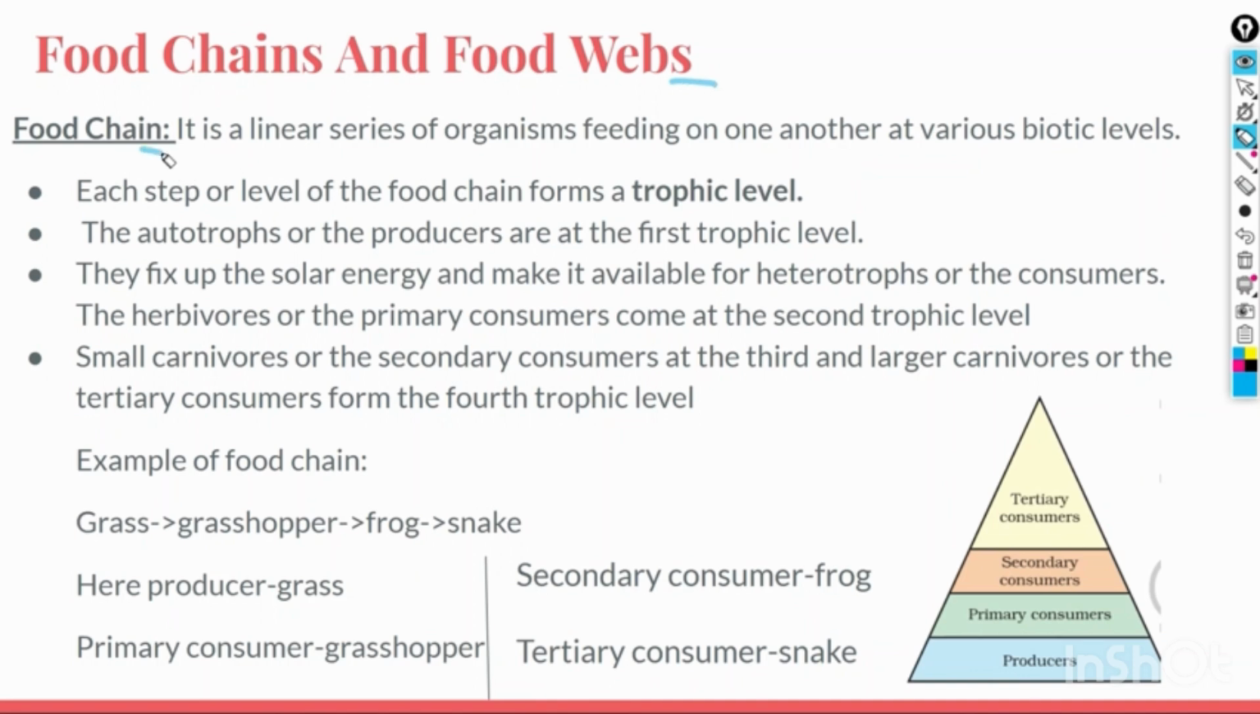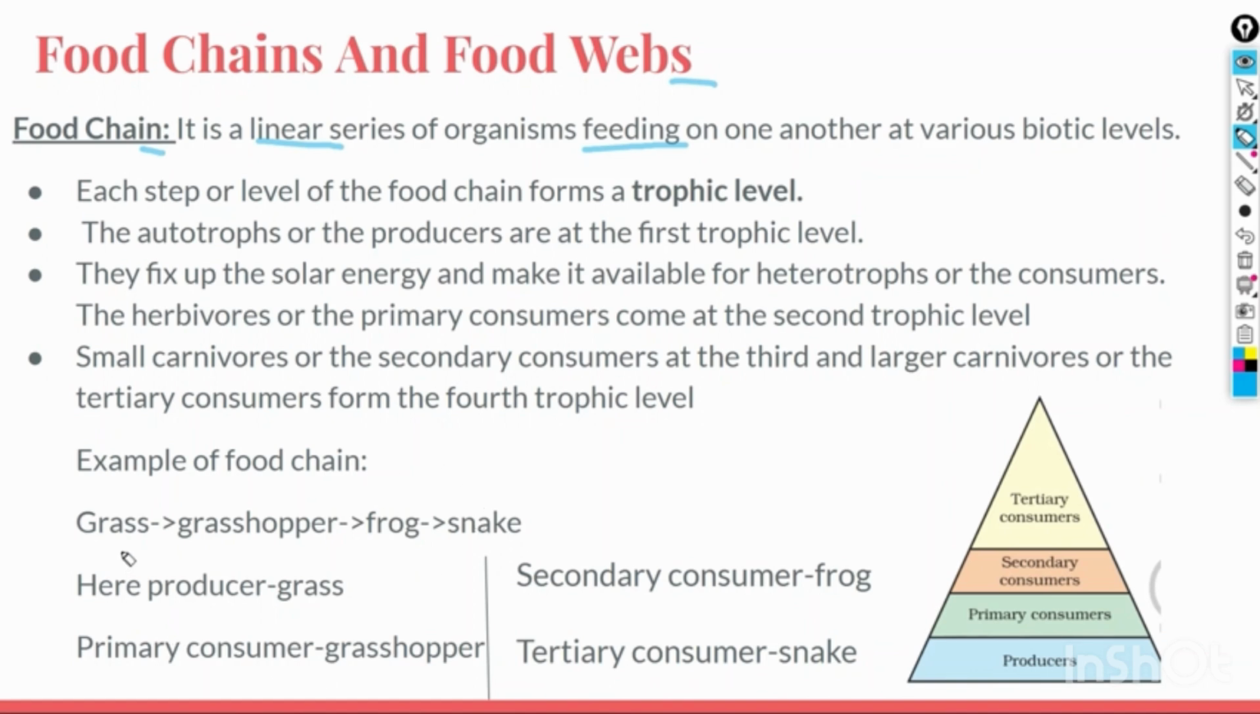Starting with food chains. A food chain is a linear series of organisms feeding on one another at various biotic levels. What does this mean? Linear series means it is a straight line series. You can see here it is in a straight line, and it is one direction. Grass is being eaten by a grasshopper, which is being eaten by a frog, which is being eaten by a snake.